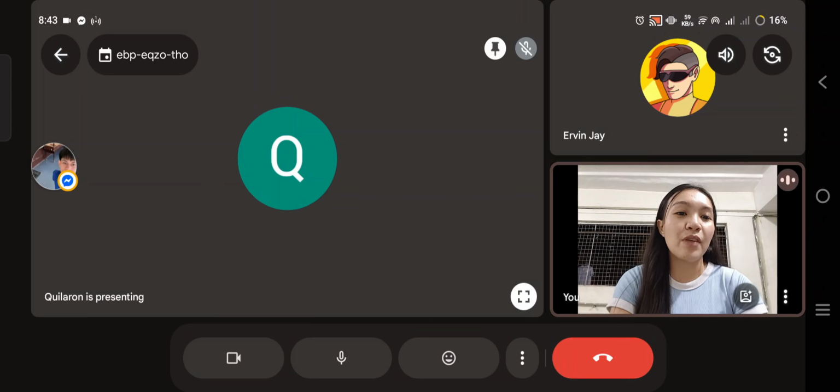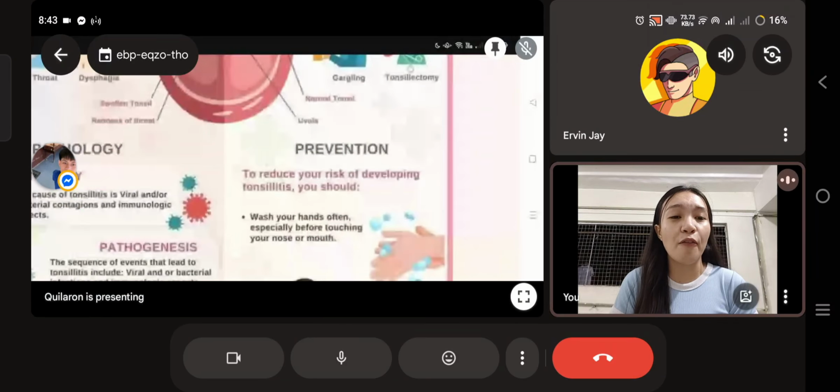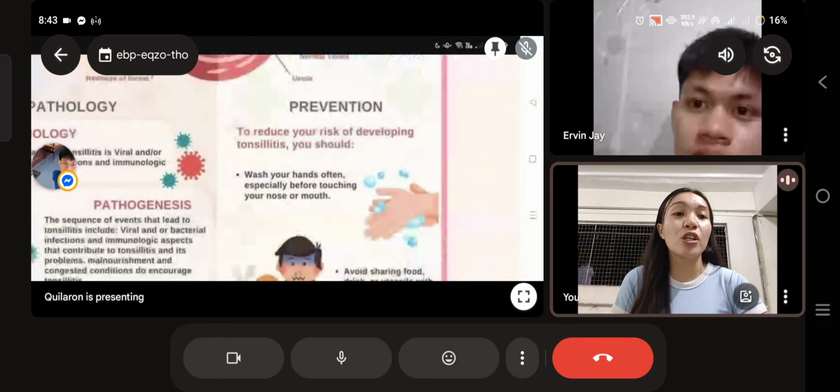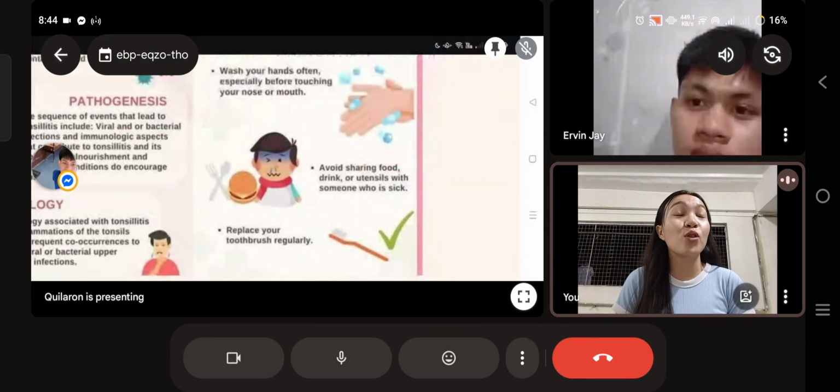We also have the prevention. To reduce your risk of developing tonsillitis, you should wash your hands often, especially before touching your nose or your mouth. We have to wash our hands first.